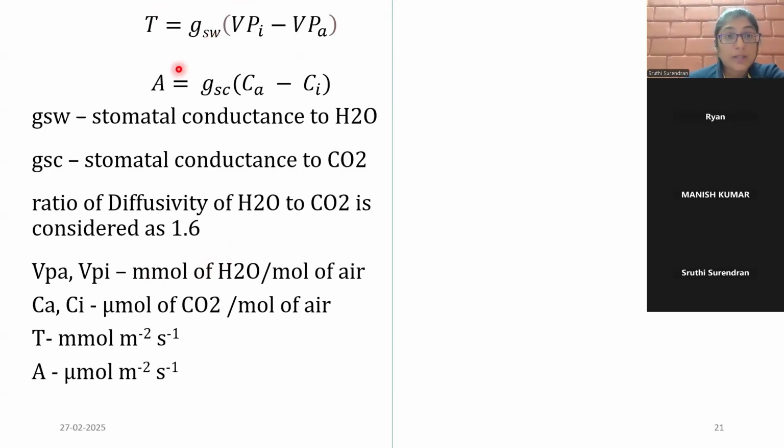Now in this equation, the vapor pressure deficit, like I said earlier, will be expressed in terms of millimoles of water per moles of air, because again we are concerned about the moles of water and carbon dioxide entering. So this vapor pressure deficit will be expressed in terms of millimoles of water per moles of air, and the carbon dioxide gradient will be expressed in terms of micromoles of carbon dioxide per moles of air. Now, as a result, the units of transpiration will be in millimoles per meter square per second, and assimilation rate will be in micromoles per meter square per second.